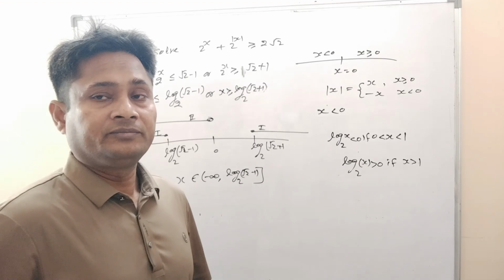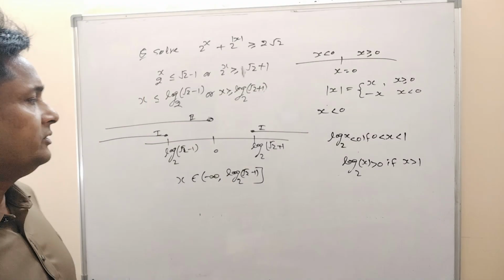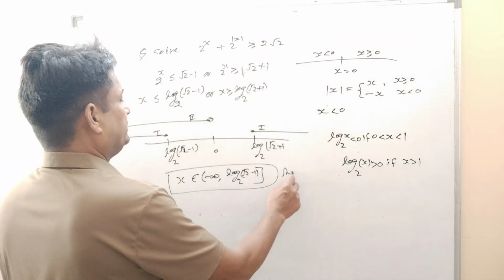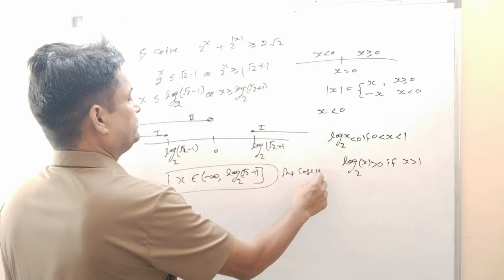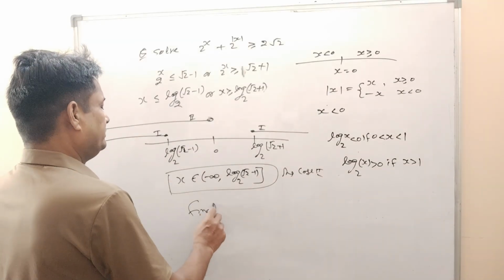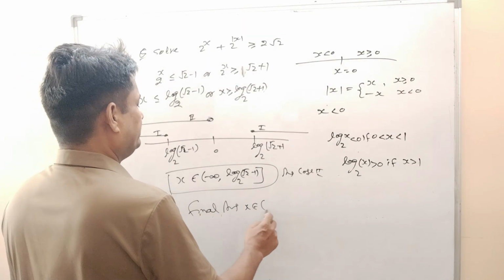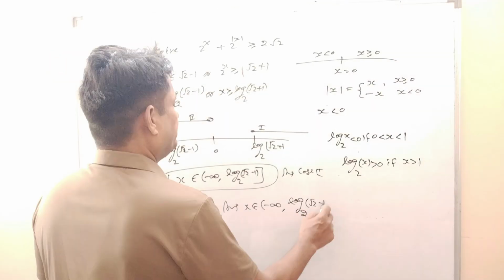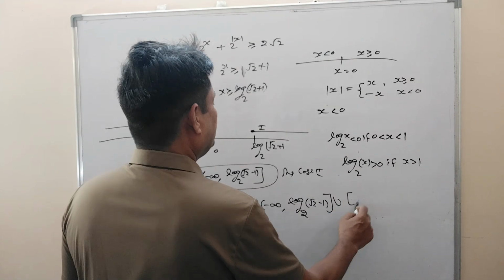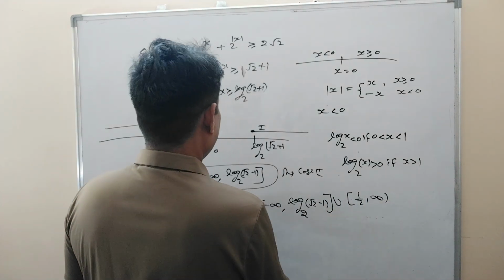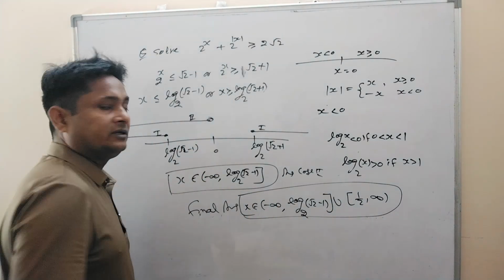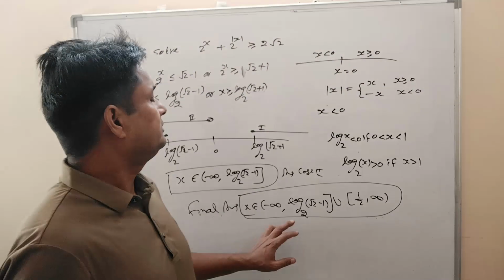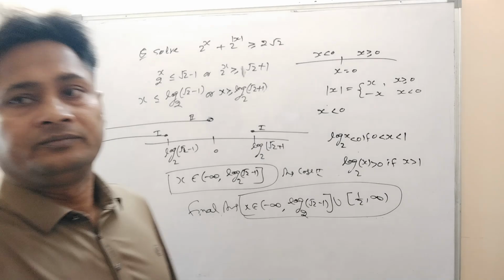So this is the answer in case of the second. And in the first case, the answer was half to infinity. So this is the answer for the second case. The final answer will be x belongs to minus infinity to log base 2 of root 2 minus 1, union half to infinity. So this is our final answer of this one.